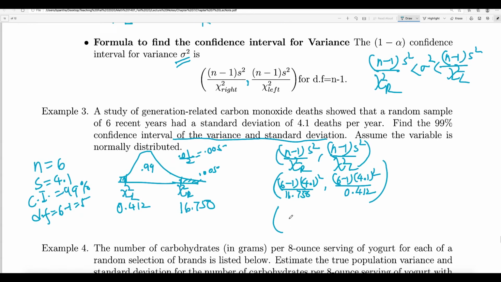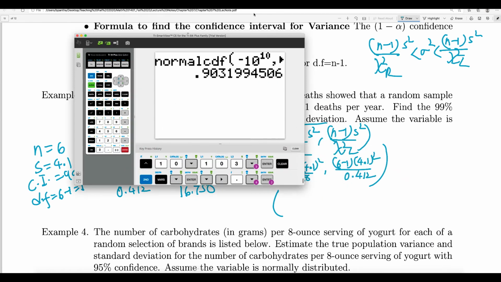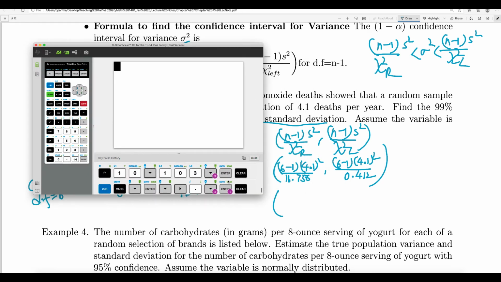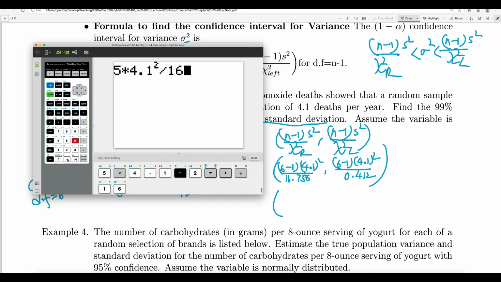So let us use the calculator for these, okay. There is no direct way to do the confidence interval for variance on the calculator. You will have to do it by hand. So this is 6 minus 1, which is 5, times 4.1 square, divided by 16.750. If you do that, you will get 5.02.